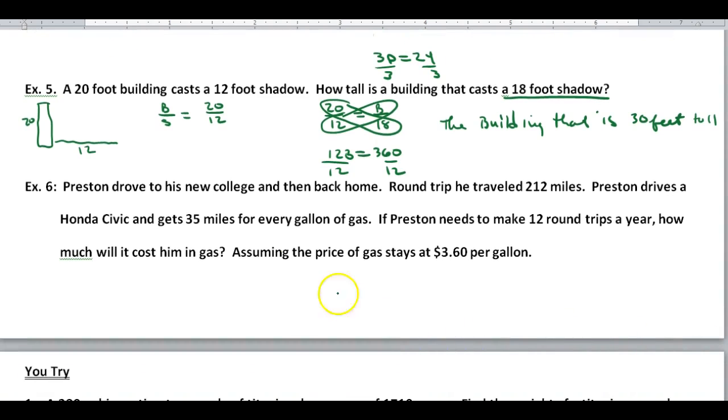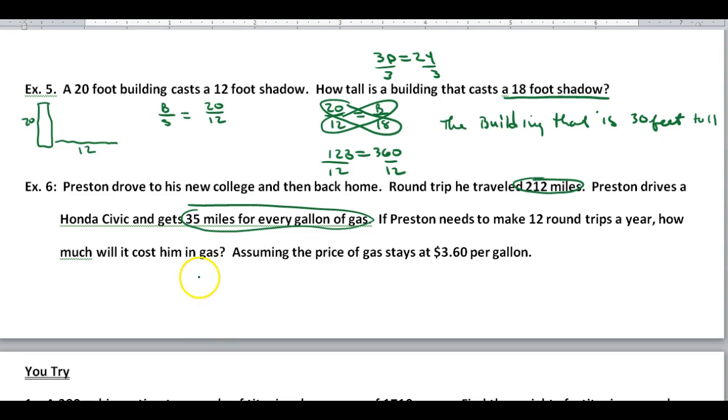Okay, now example 6. Preston drove to his new college and then back home. Round trip, he traveled 212 miles. Preston drives a Honda Civic and gets 35 miles to the gallon. Preston needs to make 12 round trips a year. How much will it cost him in gas? Assuming the price of gas stays $3.60 a gallon.